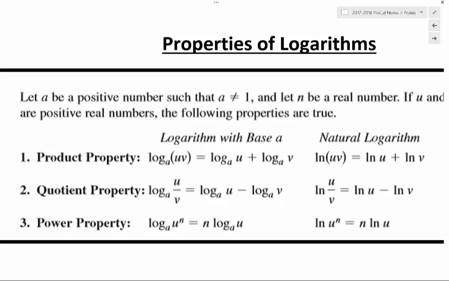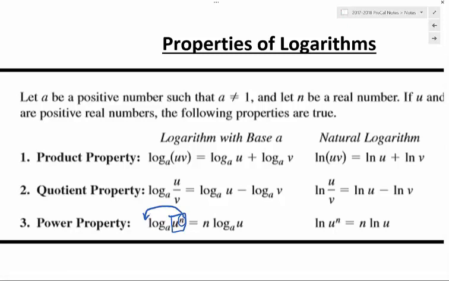The natural logarithm of u divided by v is the natural logarithm of u minus the natural logarithm of v. Now the power property says that if I have log base a of u to the n power, where the argument of my logarithm has an exponent, I can basically roll it off the log, for a log or natural log. So I can take that exponent, roll it off the log, and put it on the front.